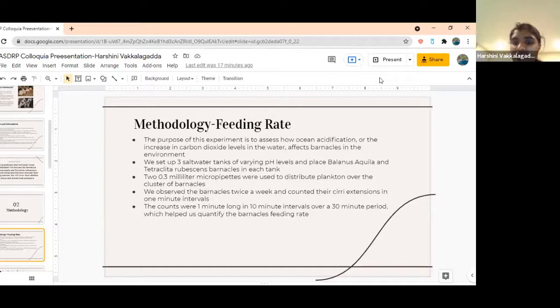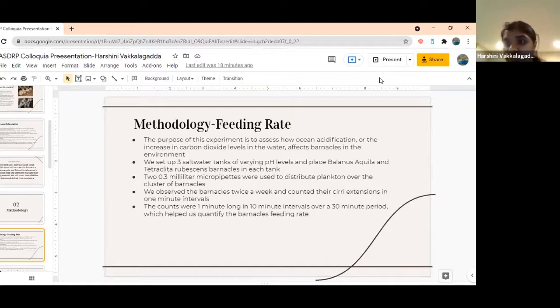So the control tank represented the ocean acidification level that is in the present. That tank was at a pH of 8.1, and the slightly more acidic tank had a pH of 7.2, and the lower pH tank had a pH of 7.5, and we made sure to distribute plankton to the barnacles by using 2 0.3 millimeter micropipettes.